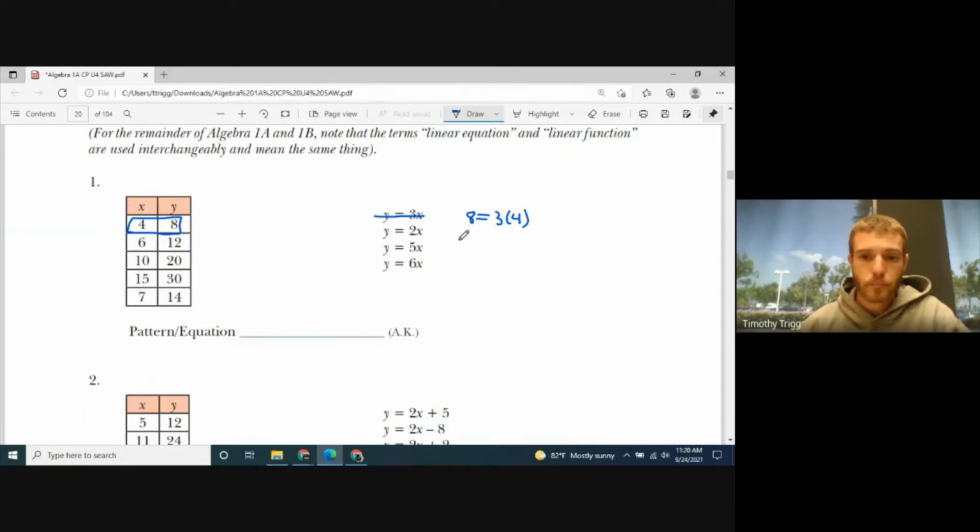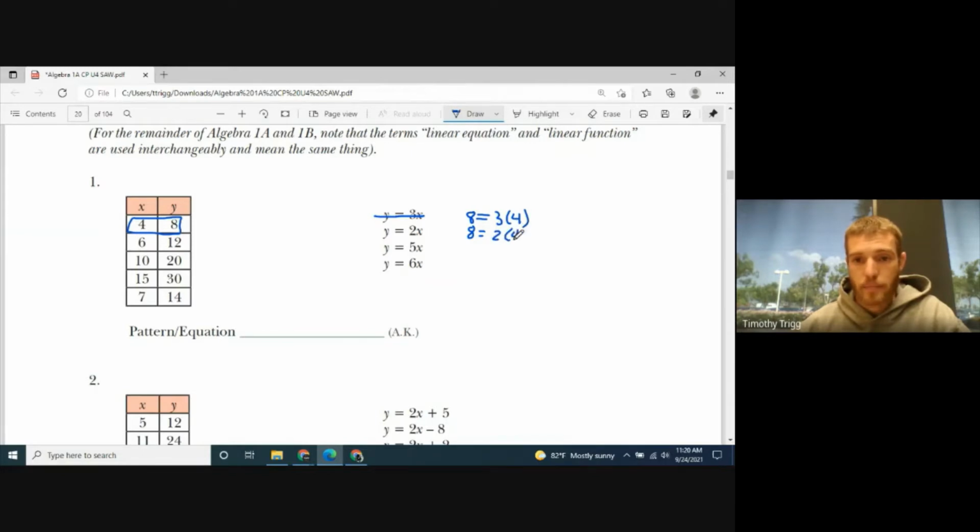Okay. Let's try the next one. y equals 2 times x. I could use that same point once again. I could use that same point over and over again. So I'm going to replace the y with 8 and replace the x with 4.